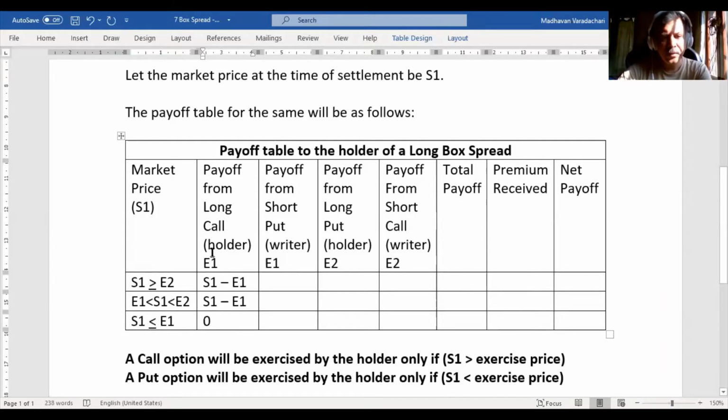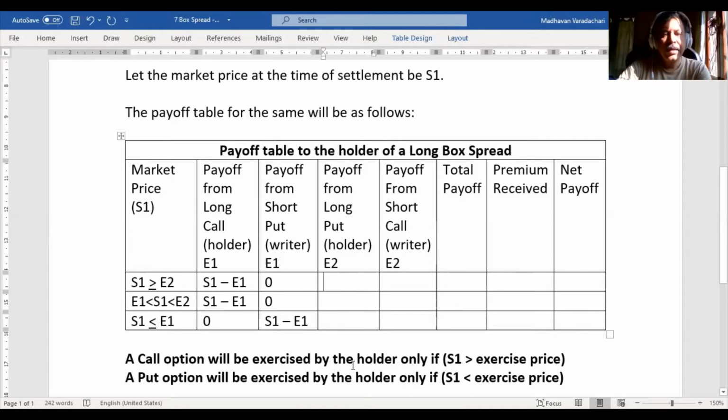I won't exercise. Then here, it is a short put. I sold a put to someone, so I am the writer. Let's see what that someone will do. Market price is larger than the highest exercise price, so definitely he won't exercise because it is a put option. Market price is larger than his exercise price, he won't exercise. Market price is lesser than his exercise price, he will exercise. His payoff will be E1 minus S1. But this table is meant for me, so I'll not write it in the reverse. I will write S1 minus E1.